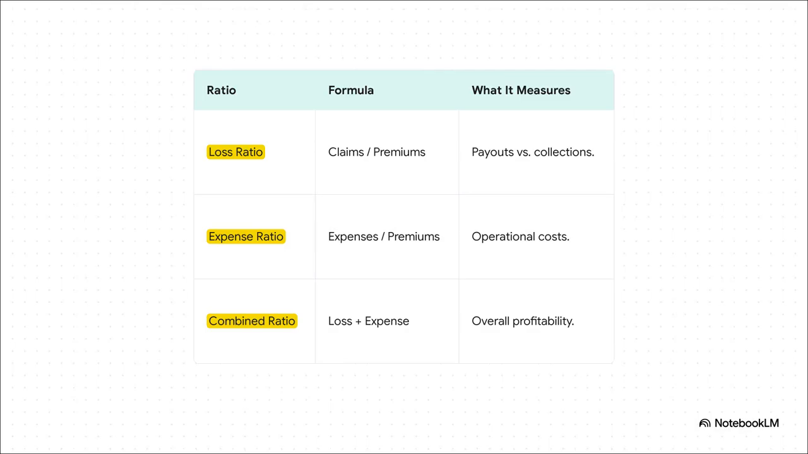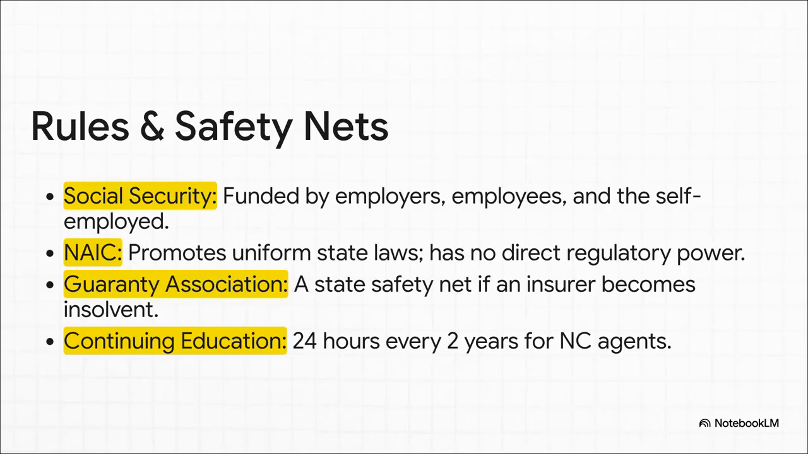So how can you tell if an insurance company is financially healthy? You look at its report card, which is basically these 3 ratios. The loss ratio tells you how much of every dollar they collect goes back out to pay for claims. The expense ratio tells you how much they spend just to run the business. And when you add those 2 together, you get the combined ratio. Here's the bottom line. If that combined ratio is under 100%, the company is making a profit on its underwriting. It's good news.